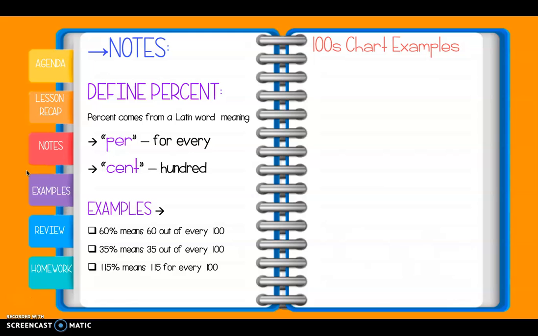Okay, so for example, 60% means 60 out of 100. 35% means 35 out of 100. 115% would mean 115 for every 100.